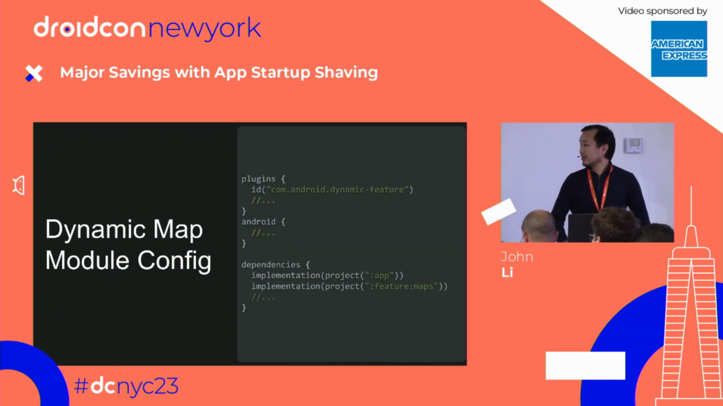So the next change is your new dynamic map module. It will look something like this. It's going to have a dependency on the app module, and you're going to add your dependency on the feature module.